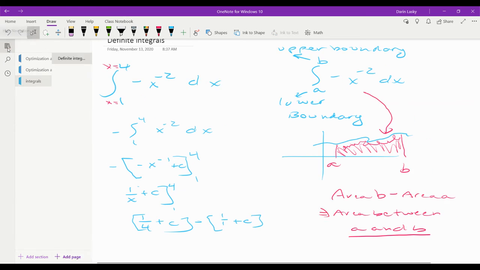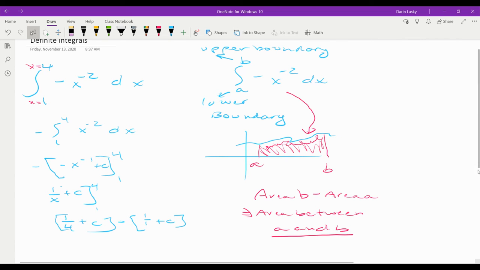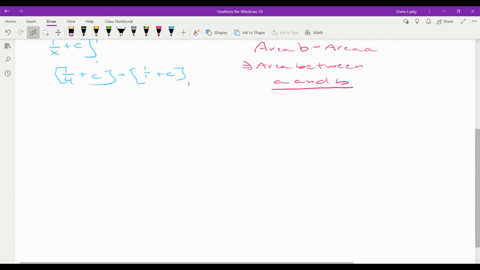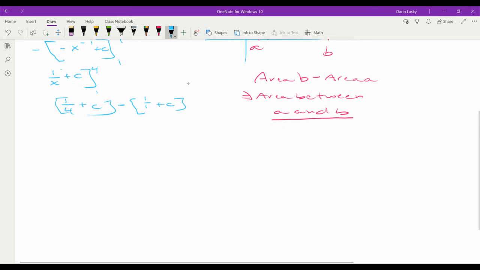If I look at this, these c's are going to cancel, so my answer is going to be 1 over 4 minus 1, which is negative 3/4. So that means the integral from 1 to 4 of negative x to the negative 2 dx is equal to negative 3/4. Okay, so that's how we're dealing with it. We're still taking the integrals, but we're just plugging our upper and lower boundaries in.